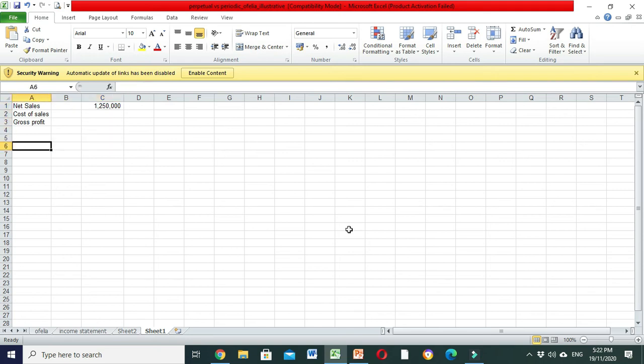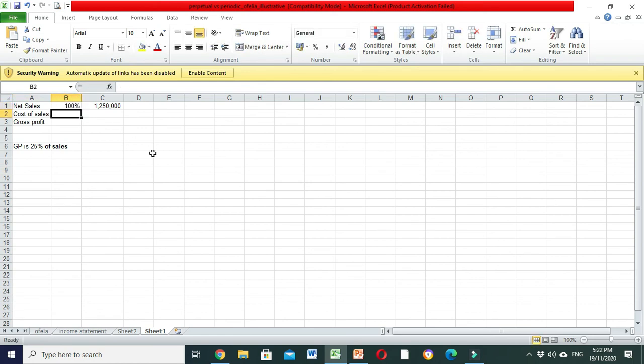The first assumption is gross profit is 25% of sales. Okay? What do we mean by that? The thing to remember is kung asa na niya gi-base, mao na siya ang 100%. So kung naingon siya nga gross profit is 25% of sales, that means net sales is 100%.